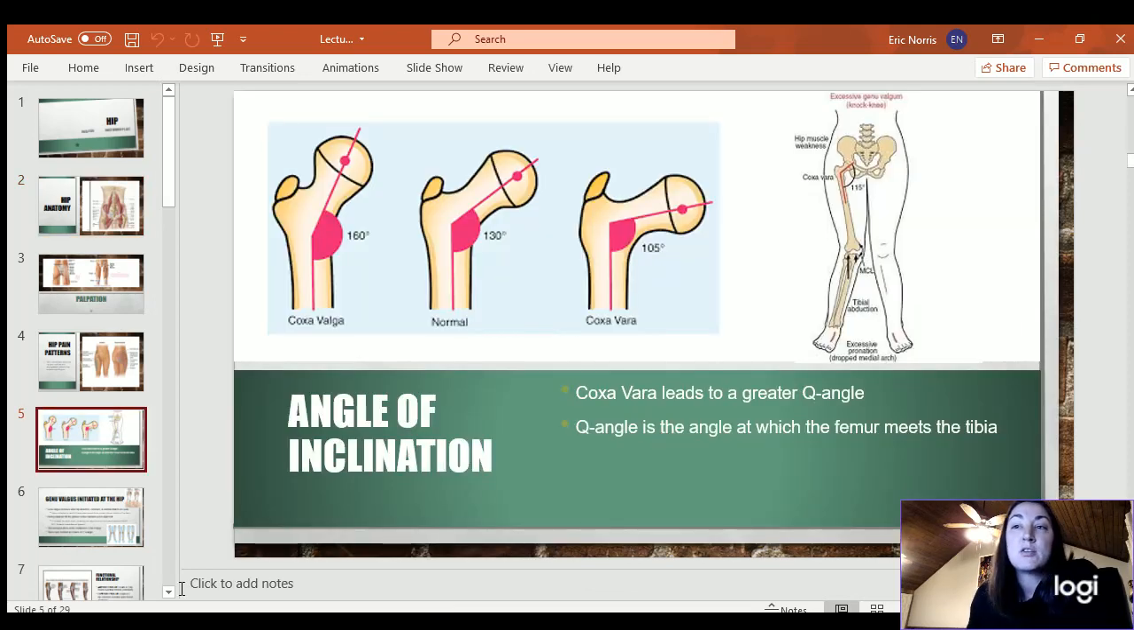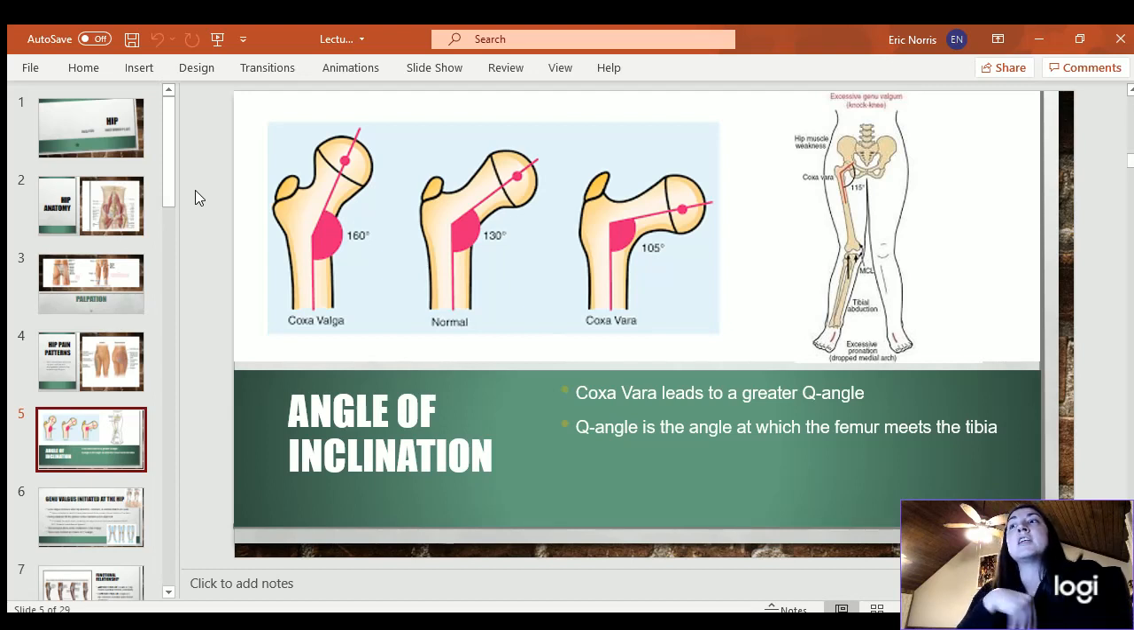Okay, so now we're going to the angle of inclination. That is how much of an angle is between the top of the femur and the femoral neck going towards the femoral head. So the normal angle is about 130 degrees. And if it is a wider angle, which would really make the bend less obvious, so the bone would look more straight, with less of the bend, but it'd be a wider angle, greater than 130 degrees, we call that coxa valga.